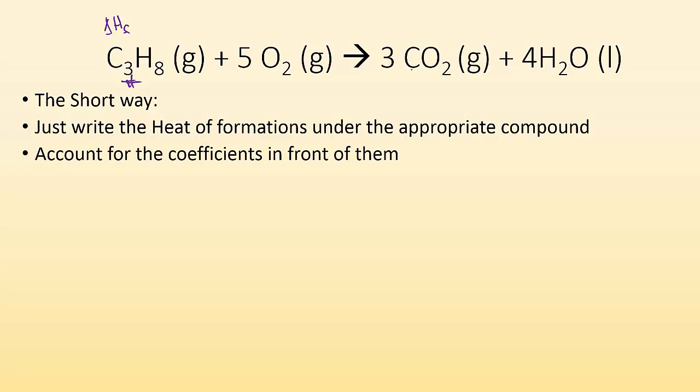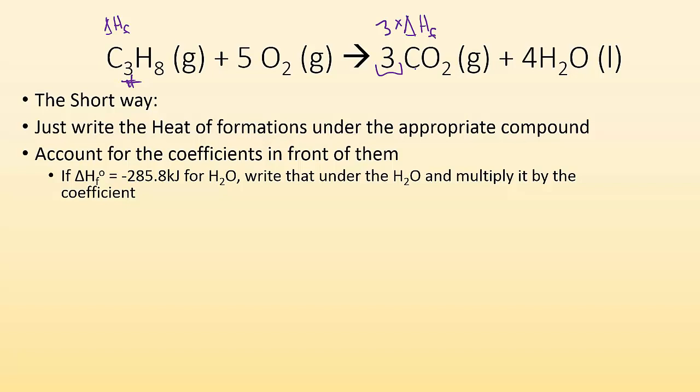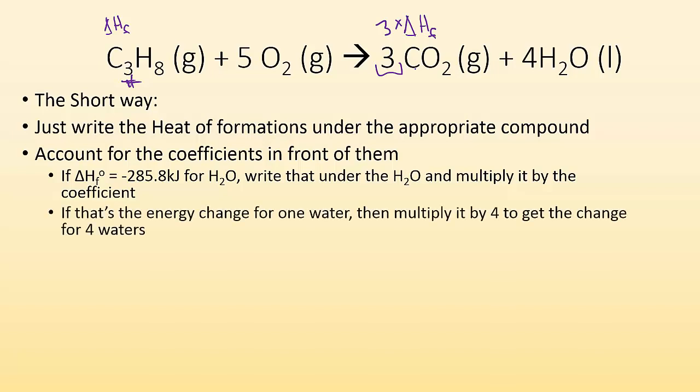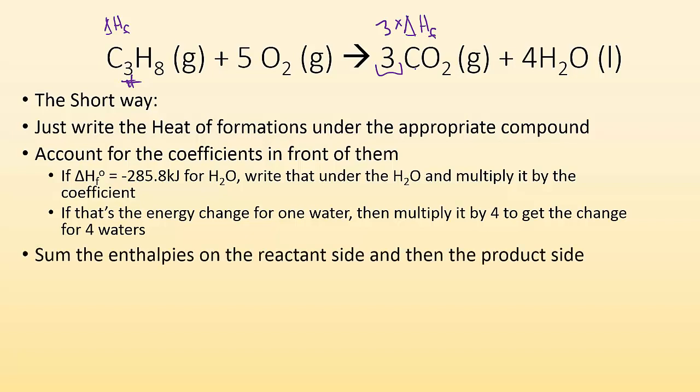So if I had the delta H of formation for CO2, well, I'm going to have to times that by 3 because I got a coefficient in front of it, right? So you're going to do that for everything. Like I said, if you had a delta H formation for H2O, it's negative 285.8 kilojoules, and you got 4 of them, then you got to multiply that number by 4, right? So yeah, okay. And then you're just going to sum up all the enthalpies on each side.